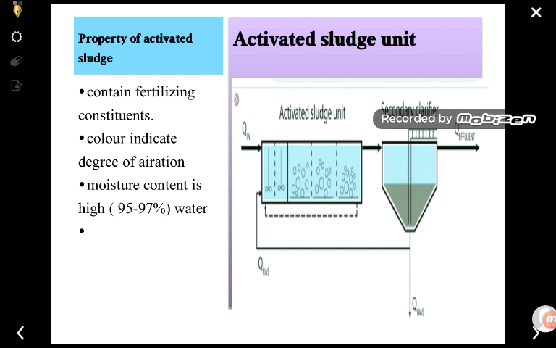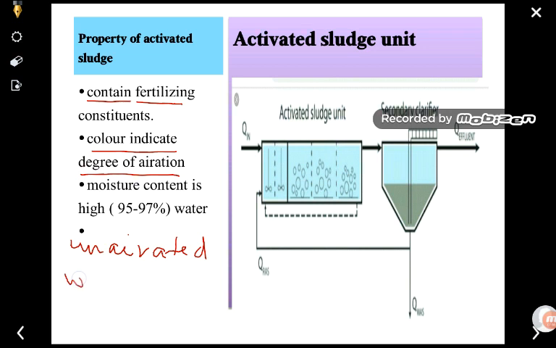Certain properties are shown by the activated sludge, and one of the properties is that the activated sludge contains fertilizing constituents. So you can say that the fertilizing constituent is present inside the activated sludge. Second, the color of the activated sludge indicates the degree of aeration. If the sludge is unaerated then the color is different, and if it is aerated then it is totally different.